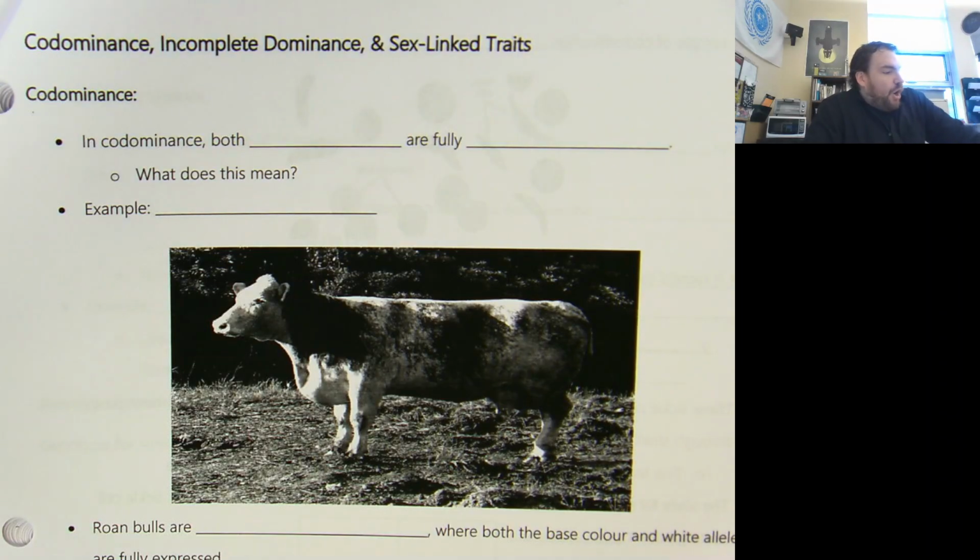Okay, here we go. So, codominance. In directly dominant, Soham and Malik and Angel, and whoever else is talking to you guys. Albino populations? Okay.